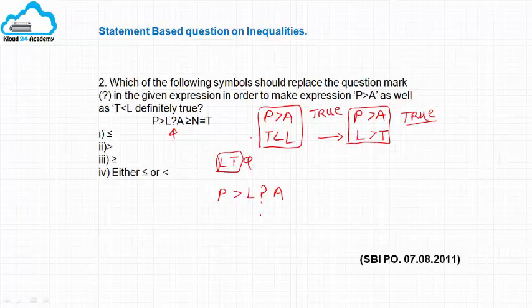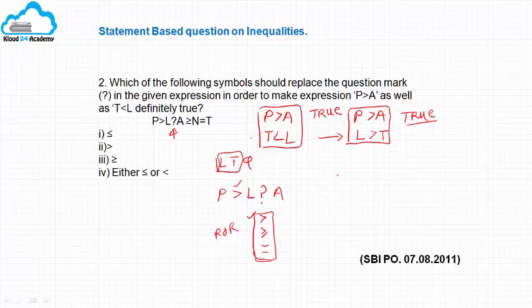I can replace it with greater than. I can replace it with greater than or equals to. Why all these three symbols? Because as per the rule of ranking, greater than will be given preference and I want P greater than A, so I can replace the question mark with any of these three symbols.